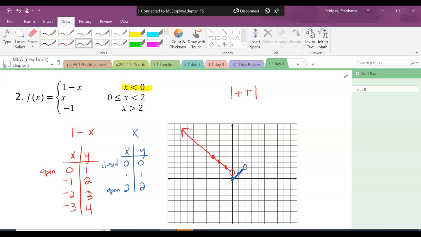The function is -1, and it is for everything that is greater than 2. So again, you're going to start with 2, and then pick 2 to 3 extra numbers that fall in that category that are greater than 2.